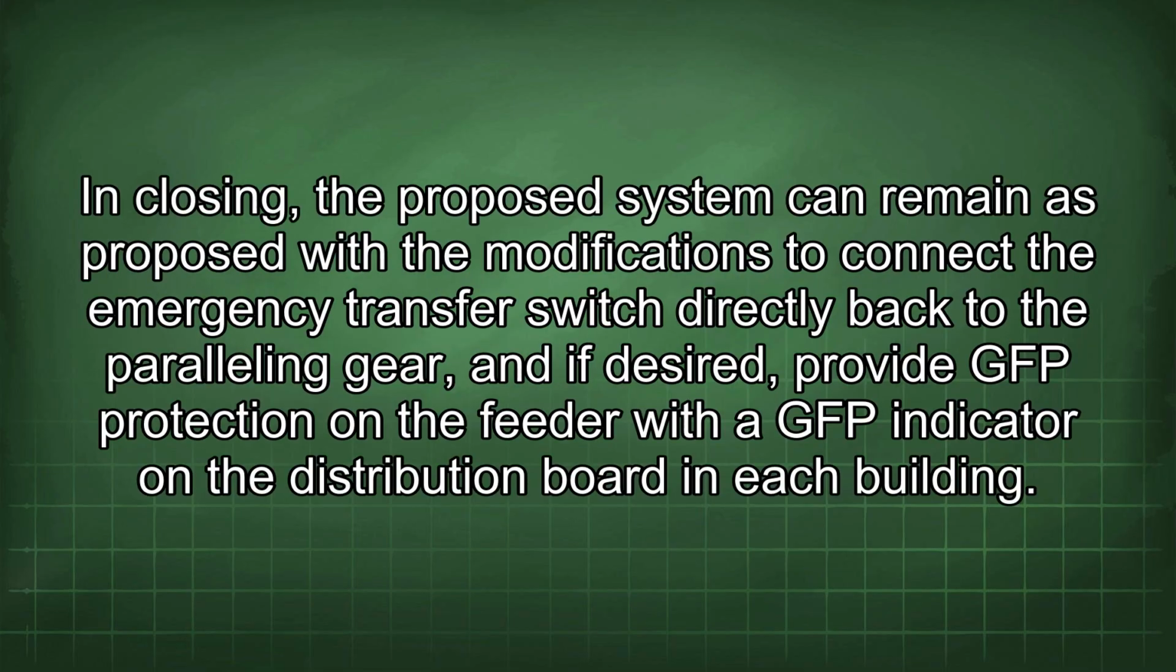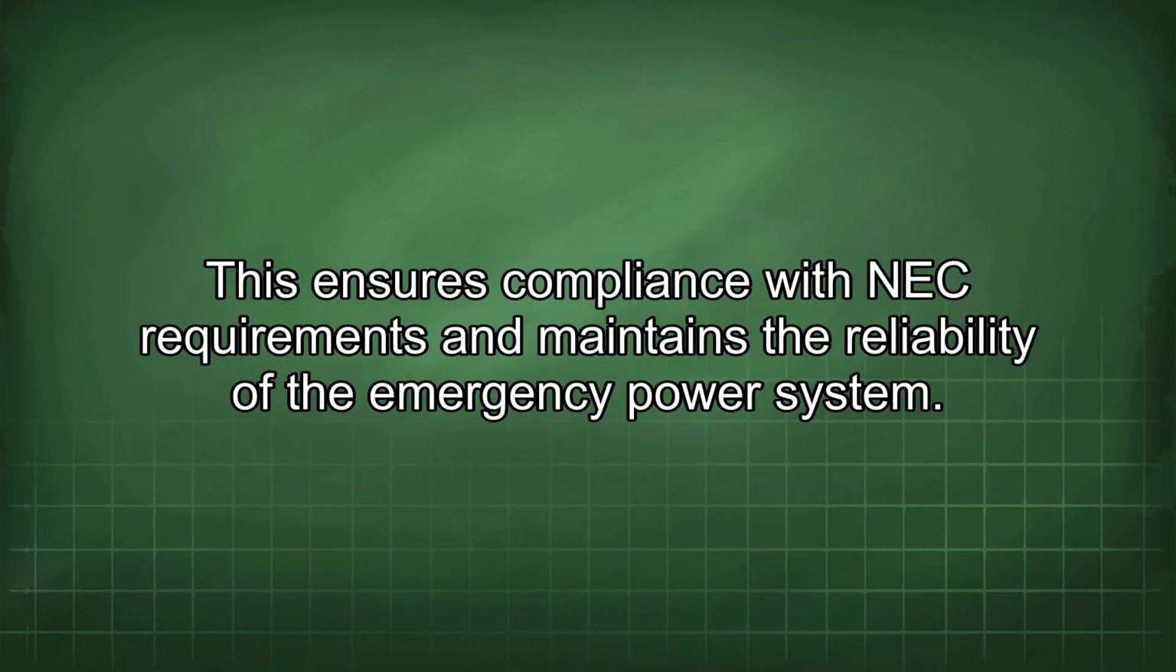In closing, the proposed system can remain as proposed with the modifications to connect the emergency transfer switch directly back to the power link gear, and if desired, provide GFP protection on the feeder with a GFP indicator on the distribution board in each building. This ensures compliance with NEC requirements and maintains the reliability of the emergency power system.